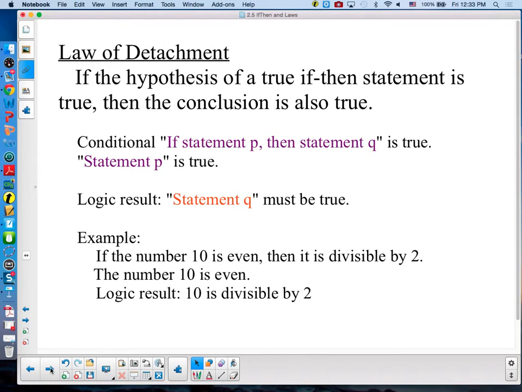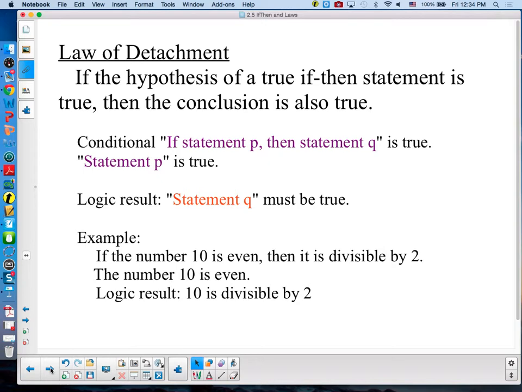Okay, the first one is law of detachment. The first part of it explains it, and then I've got a little more explanation or examples. So, the law of detachment: if the hypothesis of a true if-then statement is true, then the conclusion is also true. I have some other ways to explain that and some examples, but it's up to you if you write all that down. It probably takes you a little while. Maybe you can write the first part and then we can think about it.